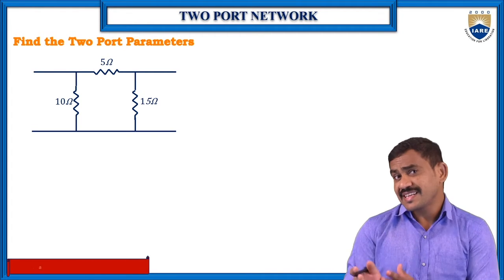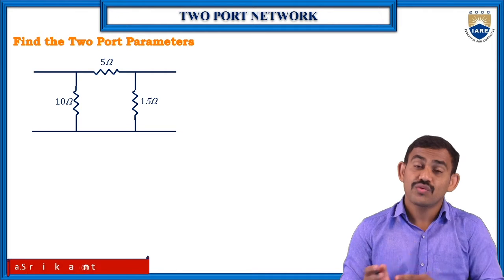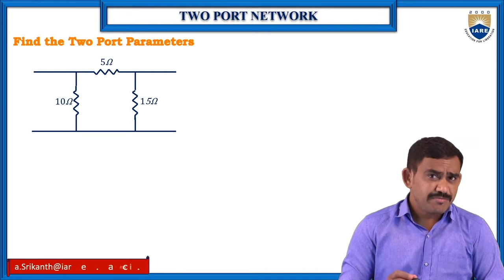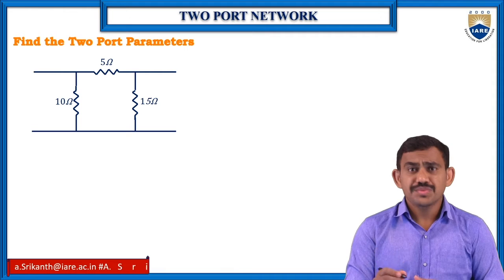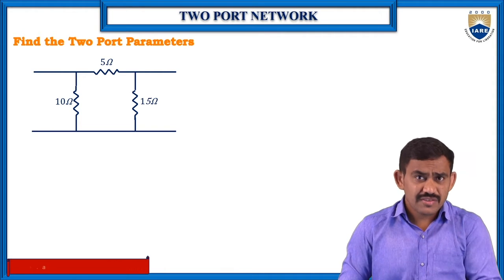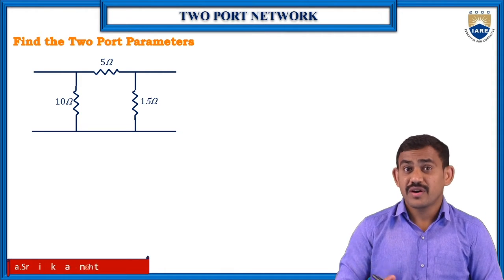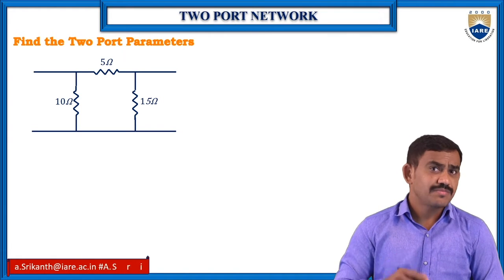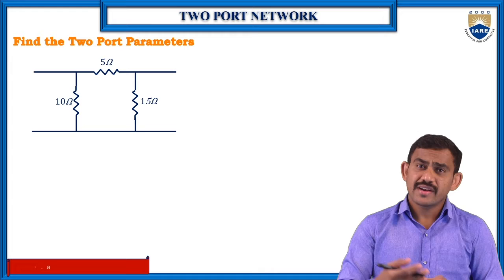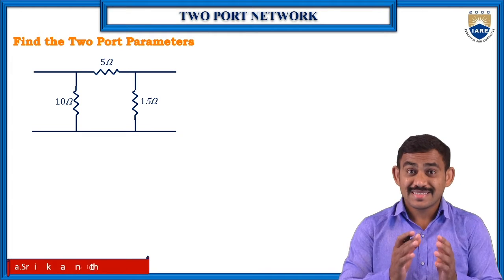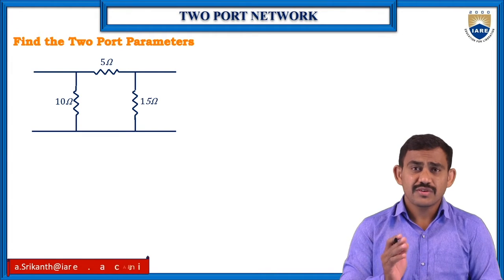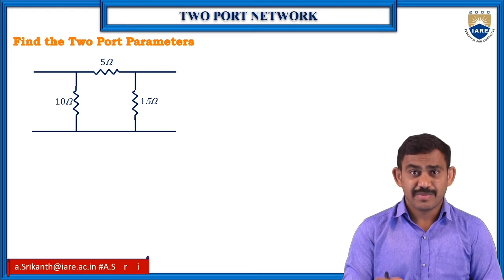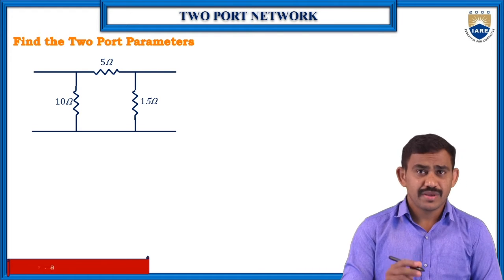Same thing when you have the T network: go for the Z parameters using mesh analysis, two loops, two equations. Those equations are also V1 and V2 in terms of I1 and I2, which are nothing but the Z parameter values. From those Z parameter values, you can find out the remaining parameter values. It's very simple, guys, so don't get confused. If you want the T network with Z parameter values, you can see my previous video.